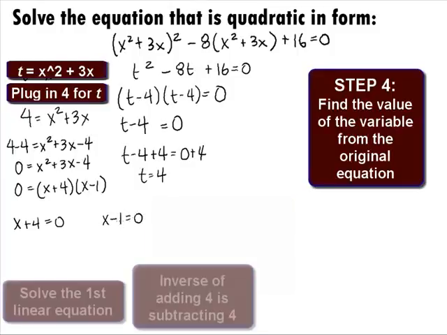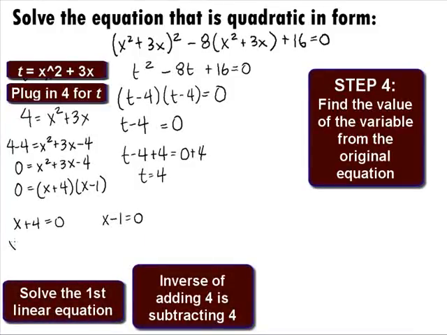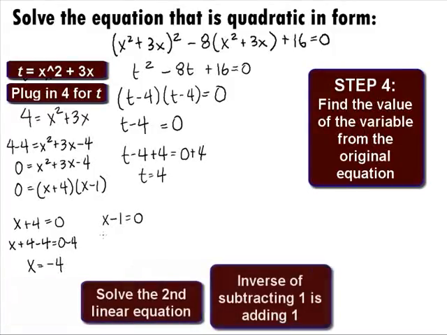Solving the first equation, we can do the inverse operation and subtract 4 from both sides and get x plus 4 minus 4 equals 0 minus 4, which simplifies to be x equals negative 4. Solving that second equation, we need to add 1 to both sides and get x minus 1 plus 1 equals 0 plus 1, which gives us x equals 1.